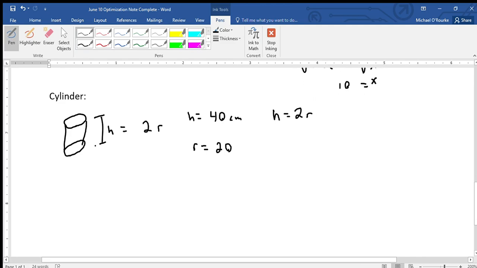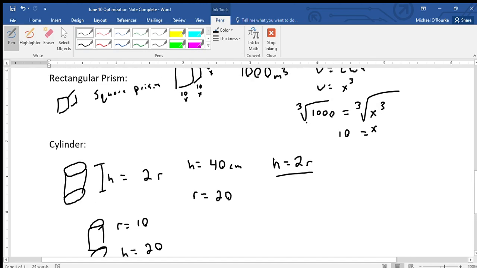So let's say I, as a manufacturer, had a soup can. There's my soup can, wonderfully drawn. If I had a soup can with a radius of 10, what would the height be to go with that? Well, the height would be double my radius, so my height would be 20. And go from there. The big thing here is this part here.